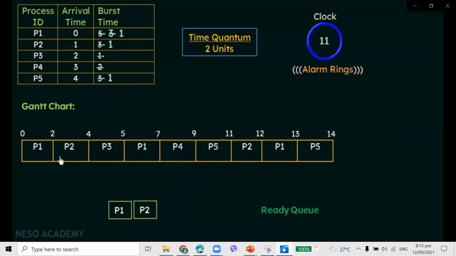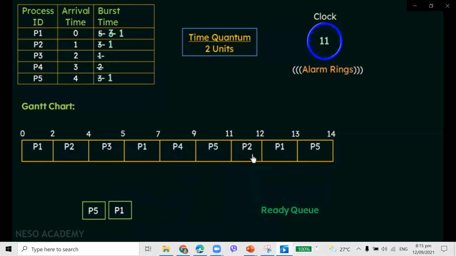So P5 will be put at the end of the ready queue and P2 will get the CPU, so P2 can be removed from our ready queue. So this is what our ready queue will look like now. P2 went here to the Gantt chart and P5 that was preempted is kept at the end of the ready queue. So at time 11, P2 that got the CPU now will begin its execution.